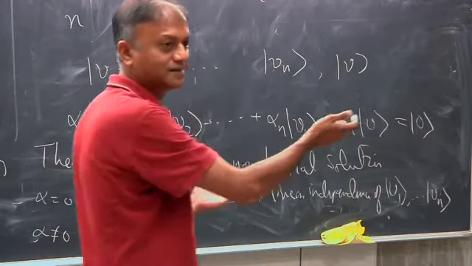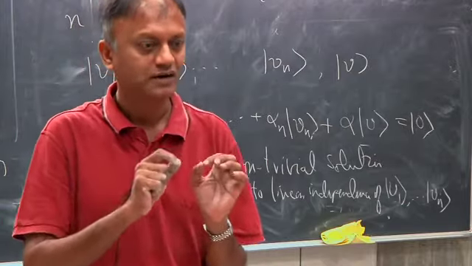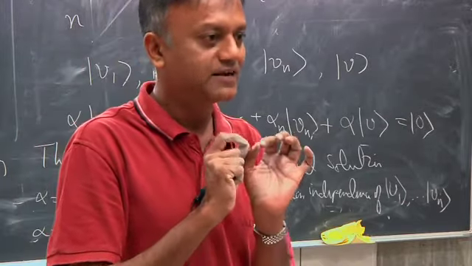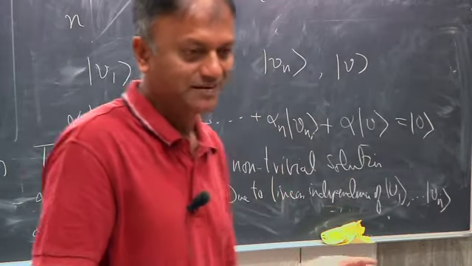And divide by alpha. Since alpha is not 0, I can divide. That's the reason. You have to be sure when you divide by some number, you better make sure that that number is not 0. Otherwise, you will get infinite everything, right? So, yeah.